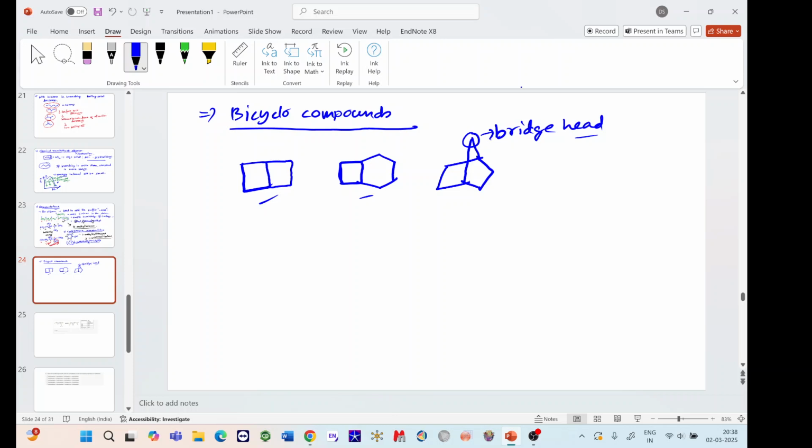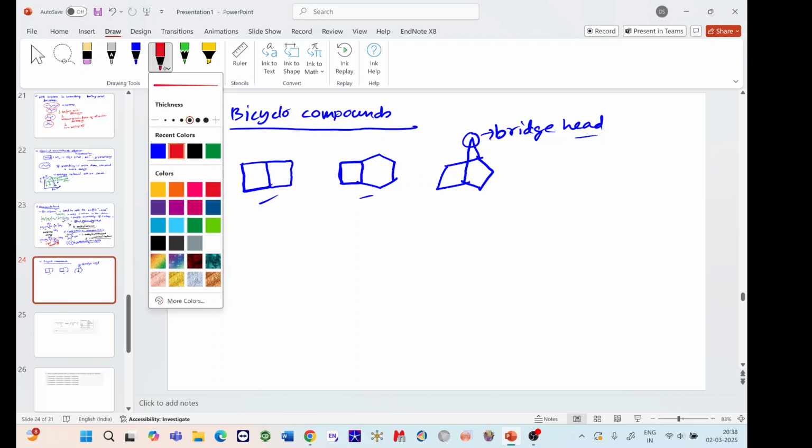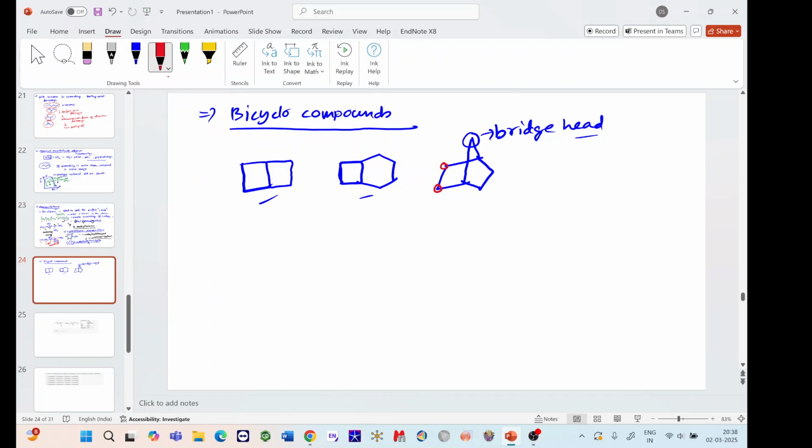You need to take care of both sides, 1, 2, 1, 2. Then you should write bicyclo, then put a bracket. First write on either side of the bridgehead how many carbon atoms are there: 2, 2, and 2 dot 2. Then how many atoms are in the bridge? 1. Then you count the total number of carbon atoms: 1, 2, 3, 4, 5, 6, 7. So this is heptane.